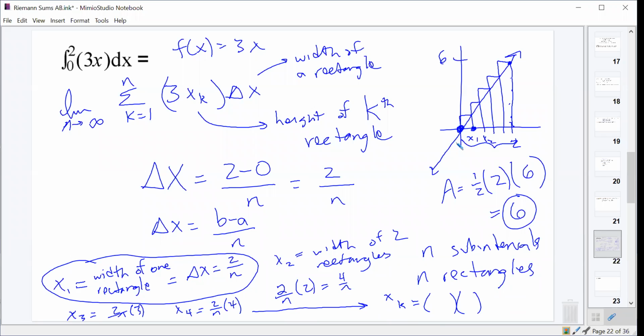How far have I gone over? 2k over n, or 2 over n times k. So I've gone over 2 over n, k times.